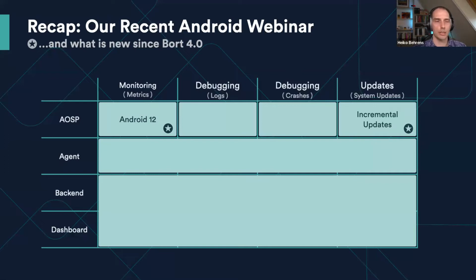No, we won't do that here. Instead, I chose these little star icons. So you will find that badge with a star whenever something is new due to Bort 4.0. For example, we now support Android 12. To my surprise, we said we don't have to do that right away. But the matter of fact is, we have customers already on Android 12. And so Bort does support it.